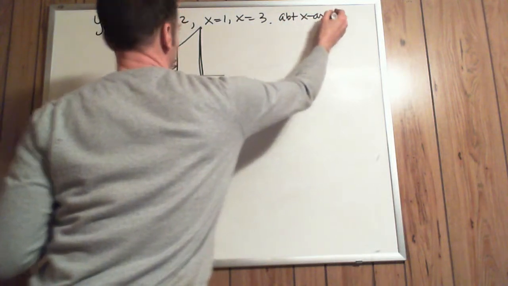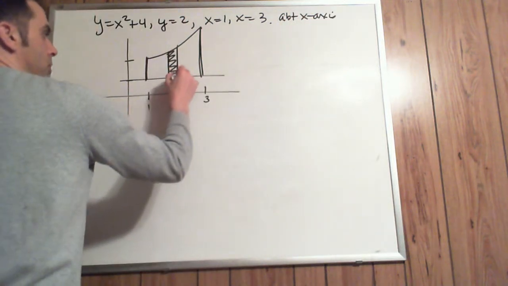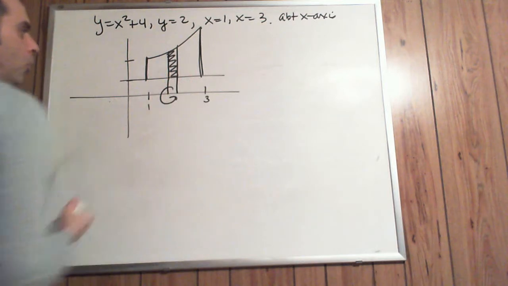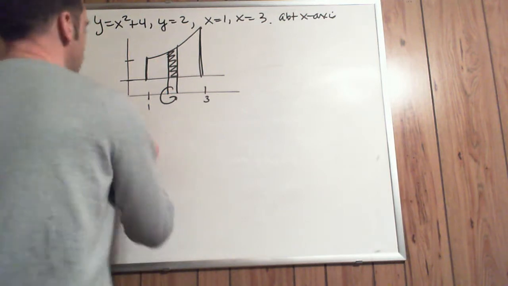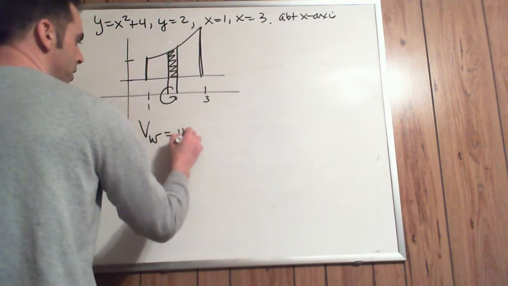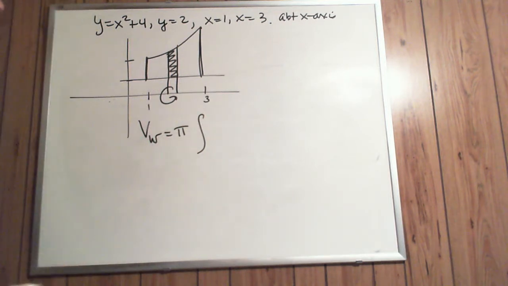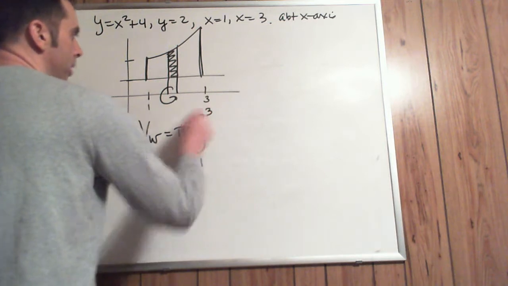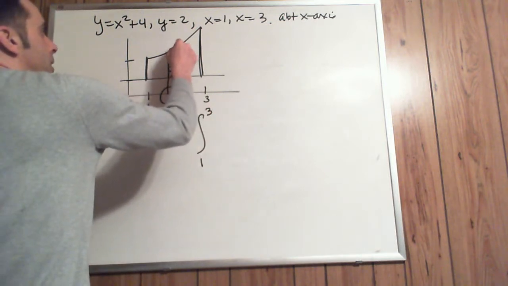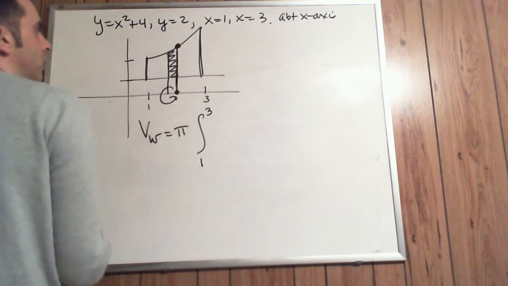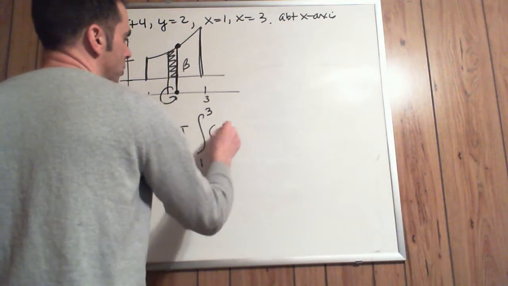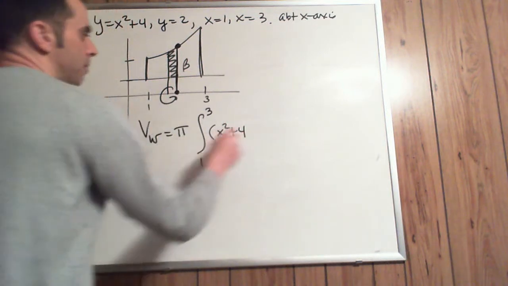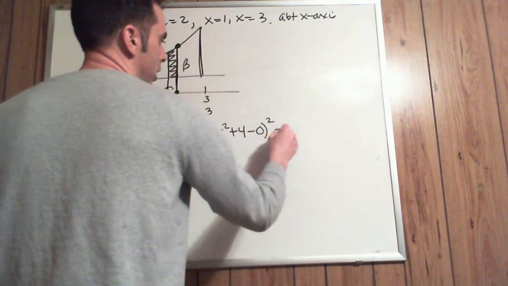About the x-axis. So I extend it so that it is perpendicular right up against the axis of rotation. So now this would become volume by washer because it's a clear piece. It'd be pi times the definite integral from 1 to 3. The big piece is the length of the whole rectangle. That's the big piece. It's top minus bottom. So it's (x squared plus 4 minus 0) squared.